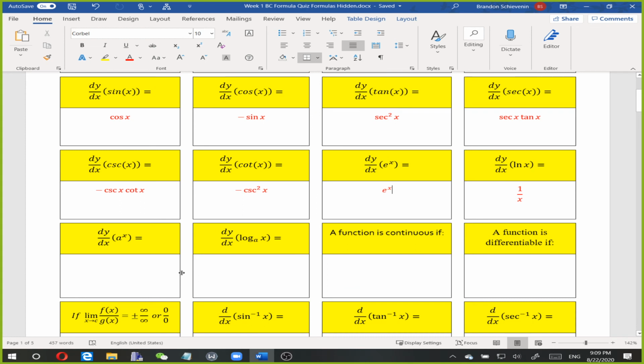Perfect. Which we know is right because if I plug in e to the x, then I still get e to the x times natural log of e, which is e to the x times 1, which is what we had for e to the x.